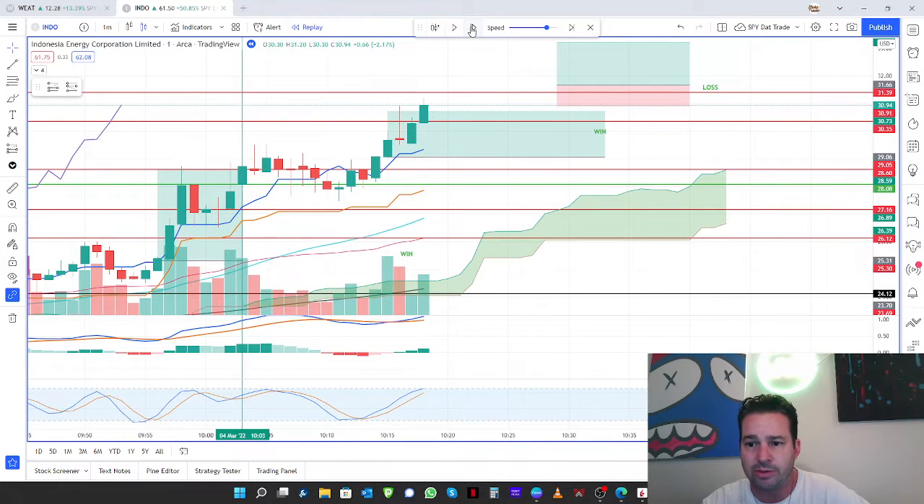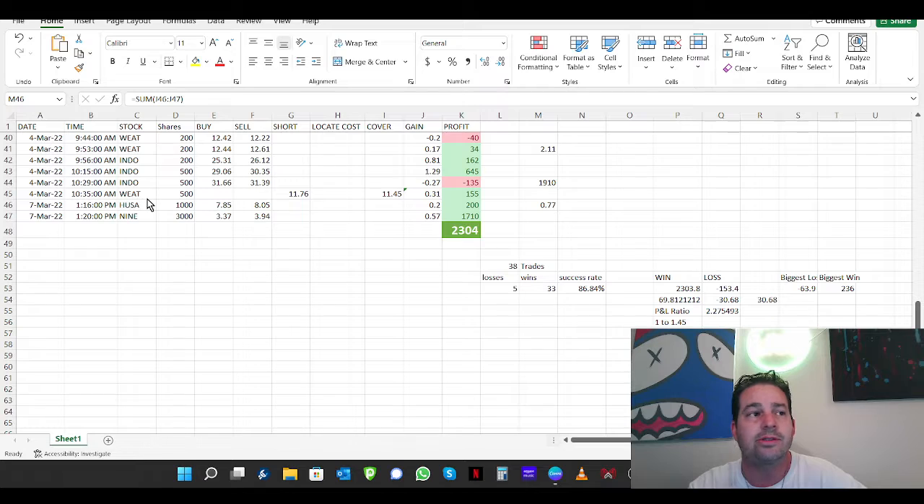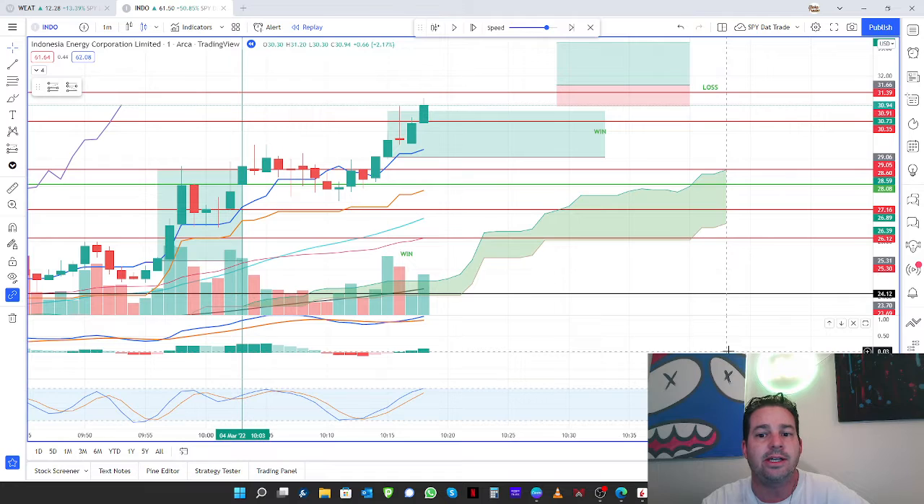So I got out on that one. I got out at, let's see here, so we are in at 2906 at 10:15, 2906 and out at 30:35, this red line here.